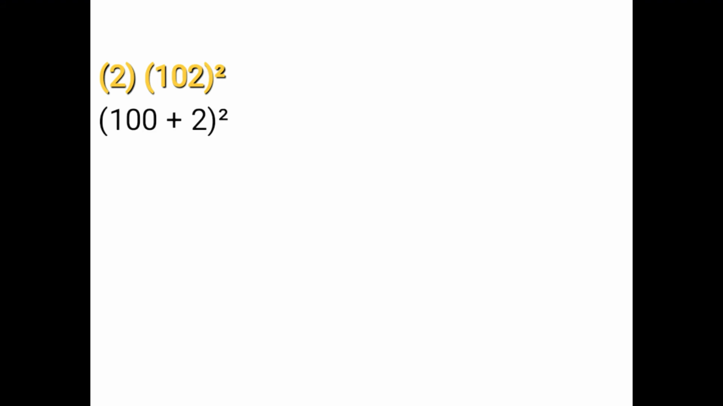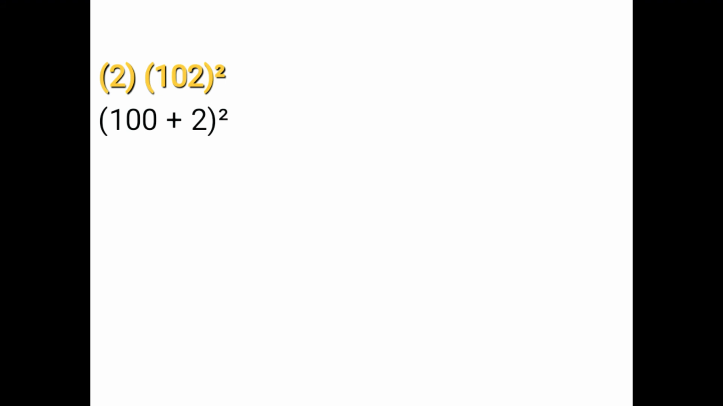That is 100 plus 2 the whole square. When you take the addition expansion form, here you have to take the unit place first. What is there? 2. 1 is in which place? 1 is in the 100 place. So you have 100 plus 2. So it becomes 100 plus 2 the whole square.